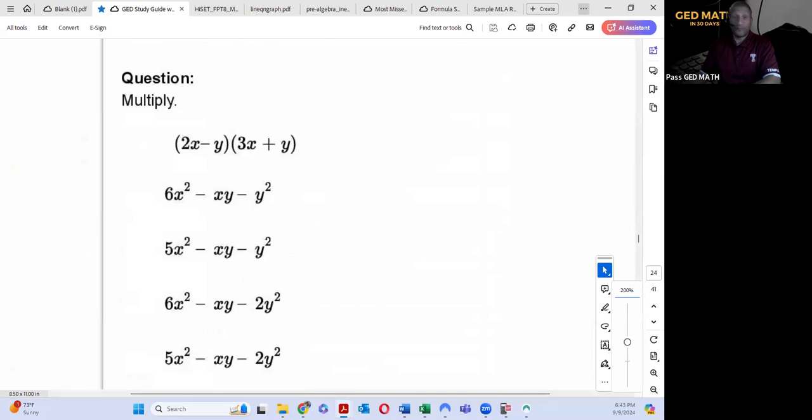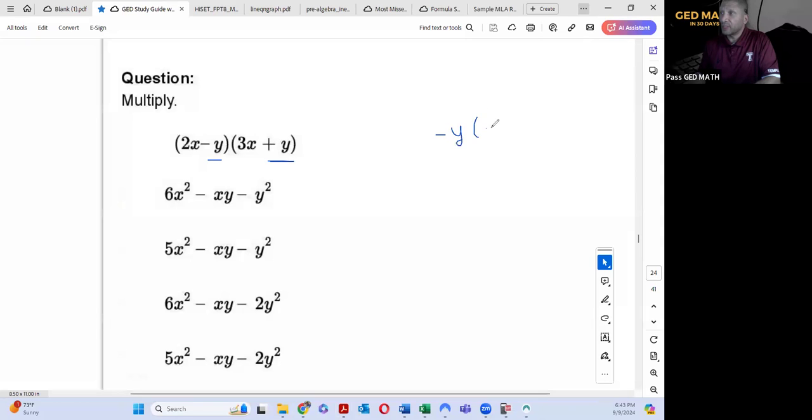So let's use some strategy to this again. So first of all, right away, I know my last term is going to be minus y times plus y. So minus y times y. So remember, this is like a 1. You don't see an exponent. So we add the ones. A negative times a positive is a negative. 1 plus 1 is 2. So this is minus y squared. So I know my last term is minus y squared.